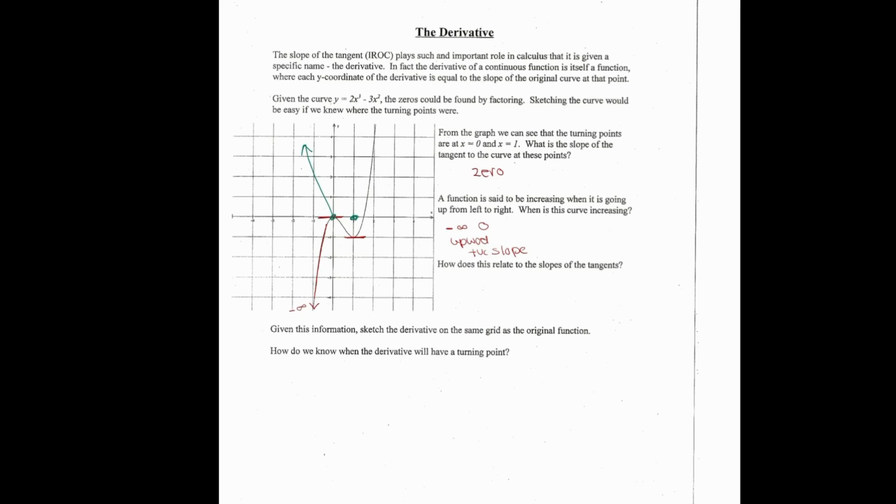Then I also want to see where else it is increasing from left to right, and it is increasing along this portion of the graph, all the way up to positive infinity. So from 1 to infinity, this is also upward, and this upward is another positive slope. So we know from this point onward, the derivative is also up and positive. So how does this relate to the slopes of the tangents? Well, the slopes of that tangent are both positive.